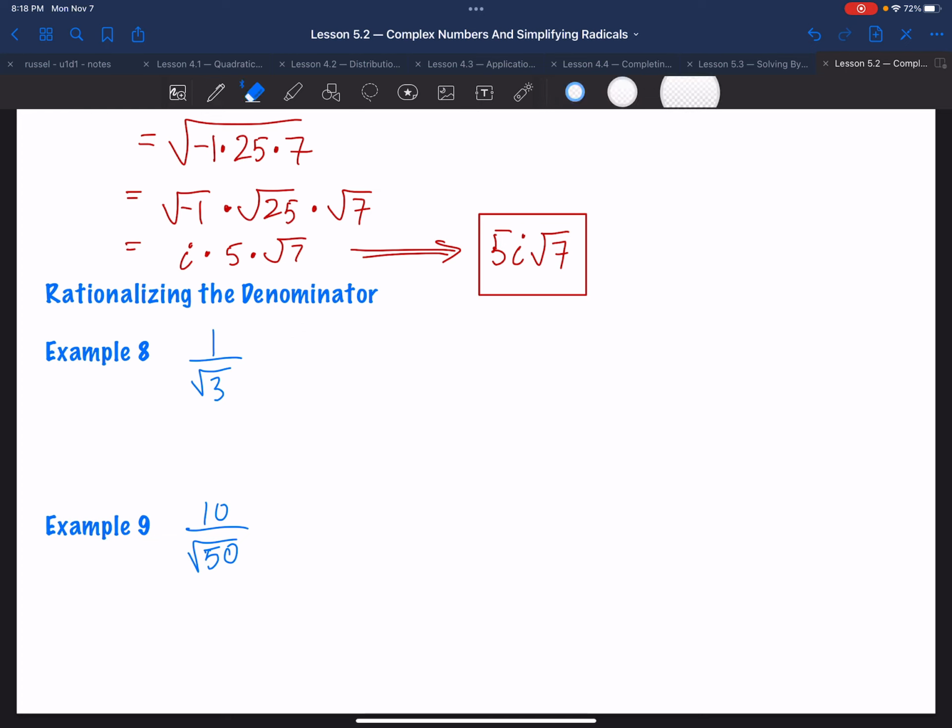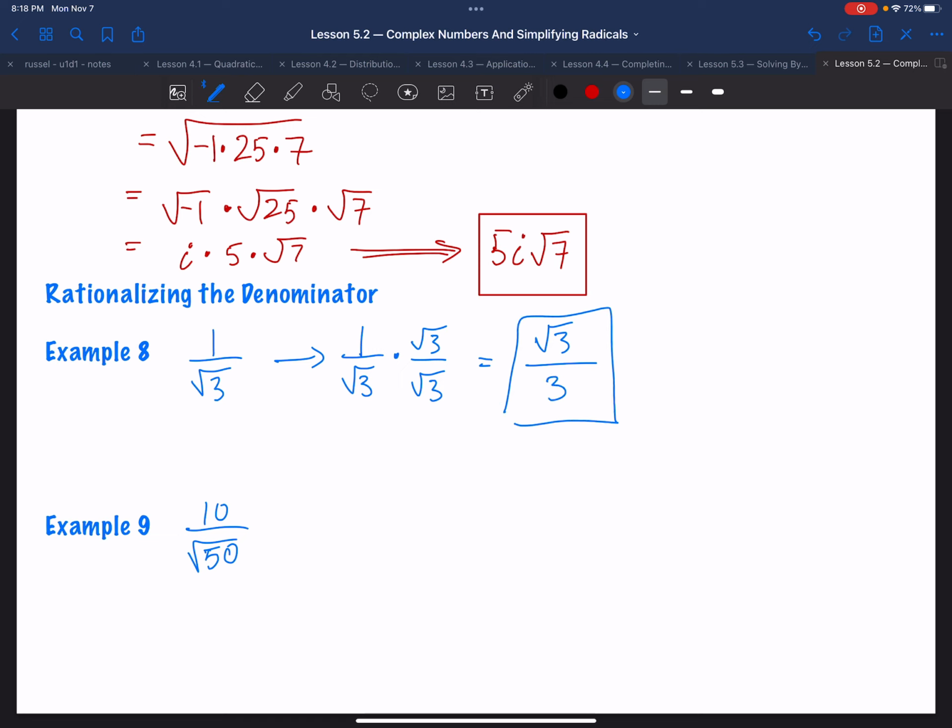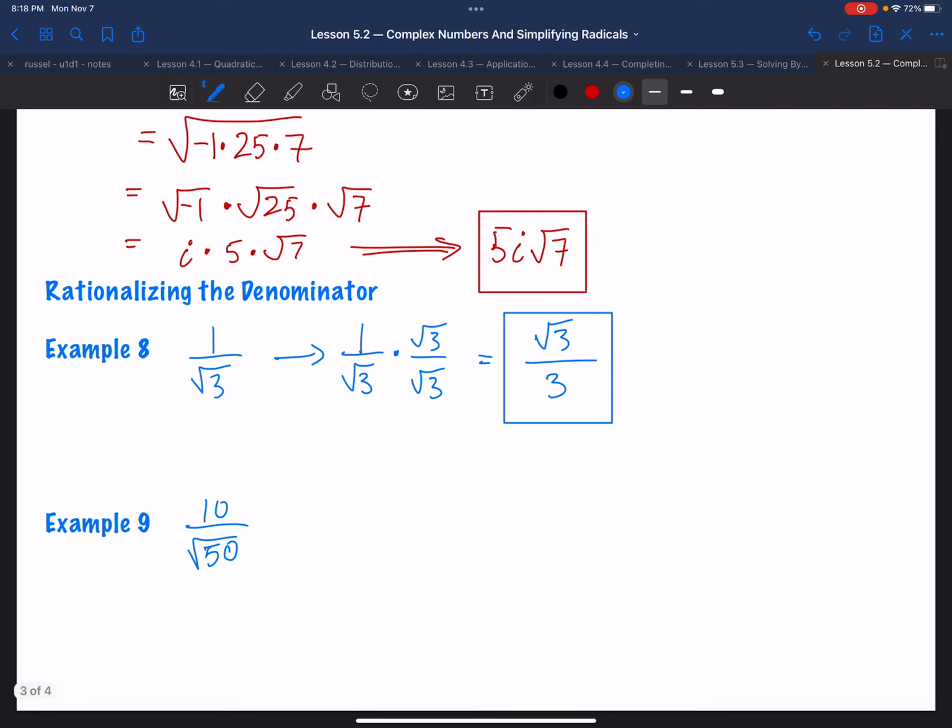So actually, you know what? Let's draw an arrow so that for the notes we can see it. I'm going to multiply by root 3 over root 3, which is going to yield 1 times root 3 is root 3. And on bottom, root 3 times root 3 is 3. And that is it. That's it, okay? Multiply by that on top and bottom. All right, let's move on.